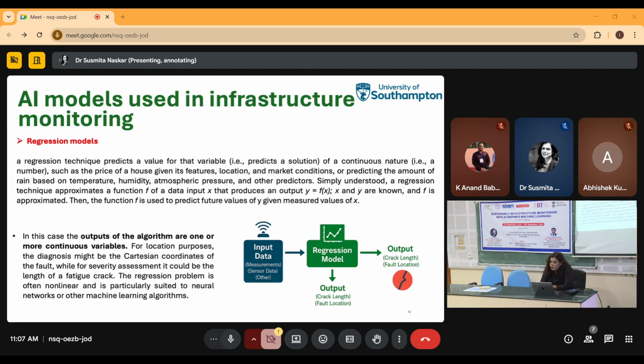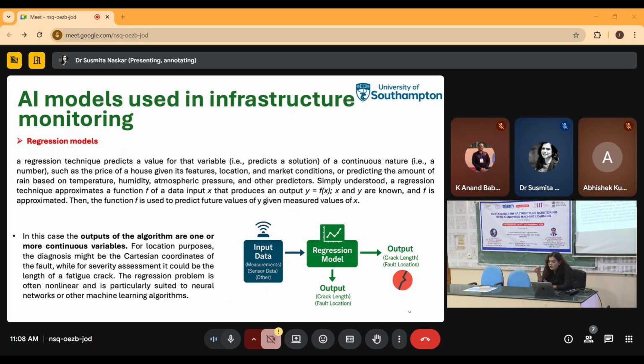And what does this regression model generally do? This technique predicts a numerical value, because it's a continuous variable rather than a category. The previous one was more into categories, whereas this one predicts one exact numerical value. Think of estimating the price of a house based on size, location, features and many other aspects, or predicting the amount of rainfall based on the temperature, the place, the humidity, or the atmospheric pressure.